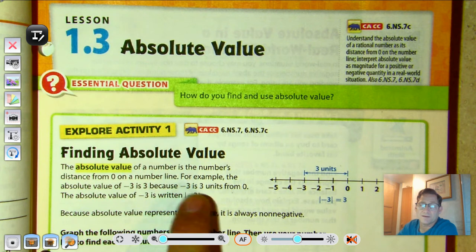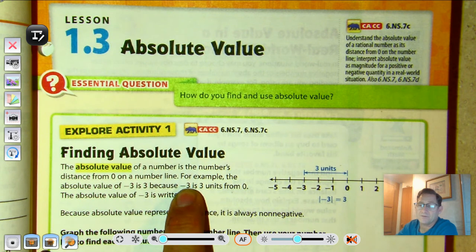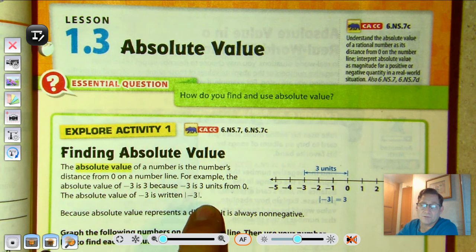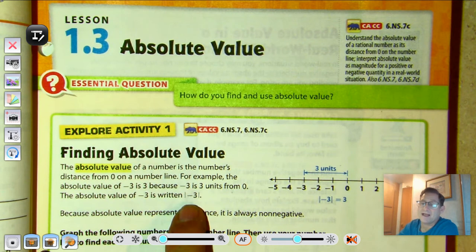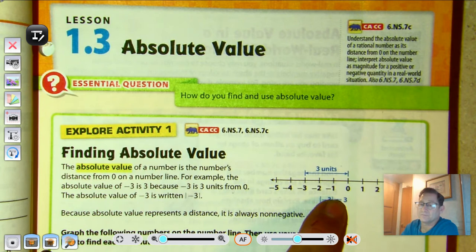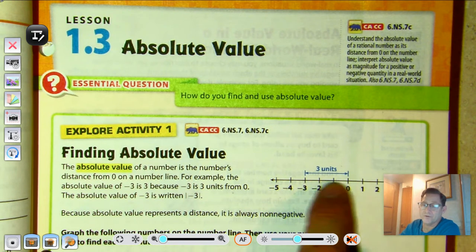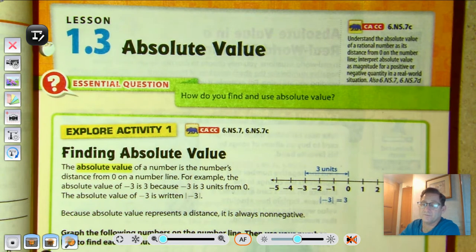All right. This by itself is not absolute value. This is just -3. But when you put these symbols around it, that means they want the absolute value of -3. And that's simply how far away from 0. Okay. And it's just 3 units from 0.